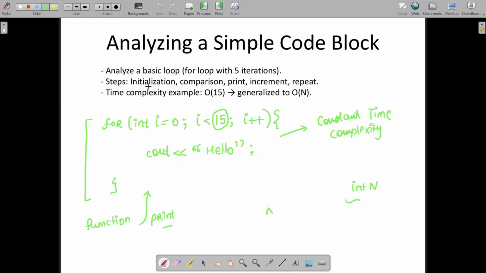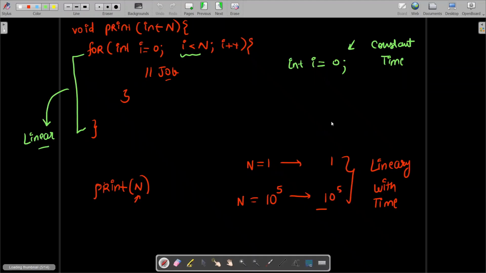Initialization, I already told you. Initialization, comparison, print, increment. Even if you just print, it does not matter. They are all constant operations. Whatever one-line statements you write are mostly basically constant time. Count, hello, all constant time.